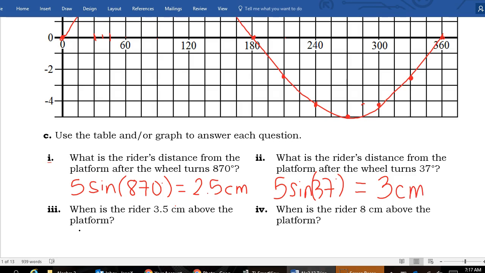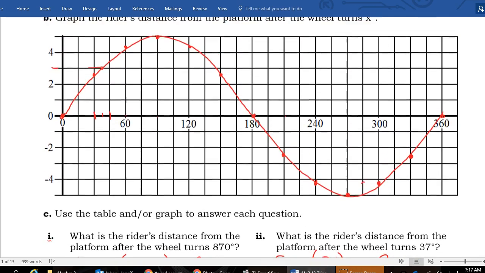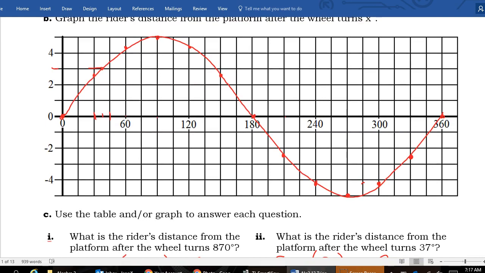Question 3, when is the rider 3.5 centimeters above the platform? I'm going to use the graph to do that one. And 3.5 would be right about here. So if we follow that back, we get an answer at right about 45 degrees. But that's not the only answer, because if I keep this going, there is another answer here, and honestly, because the sine graph is going to keep going, there'd be another answer way over here around 400, and then another answer after that, and after that, and after that.